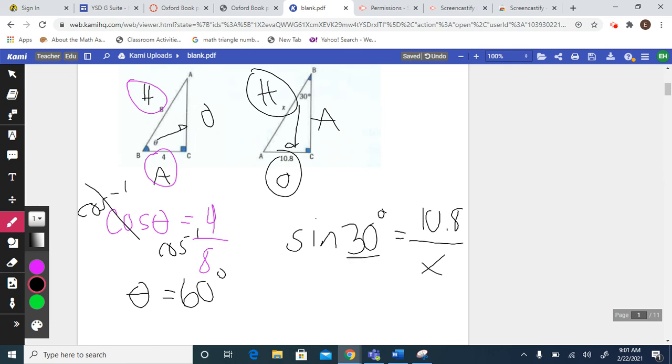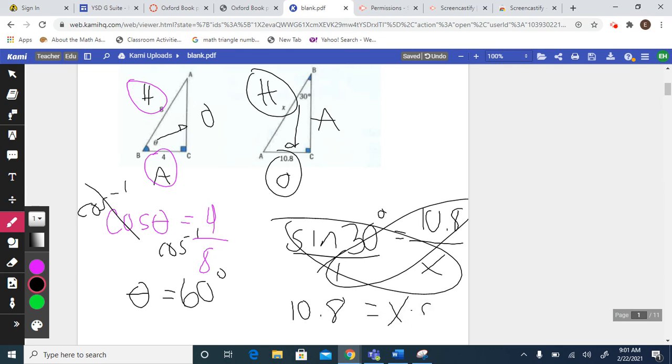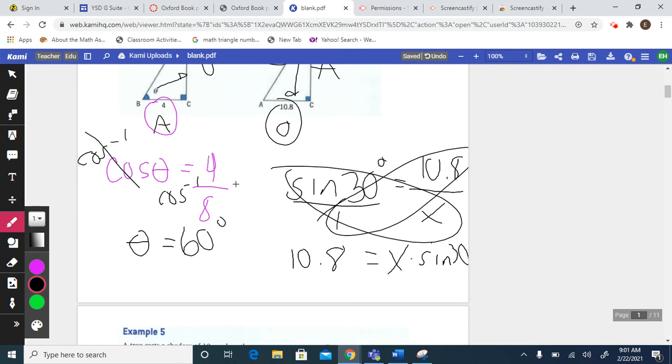Okay. So with this one, we can go ahead and cross multiply. So I'm going to put a 1 on the bottom, leaving 10.8 and x times sine 30. Last step, divide by sine 30. So x will be whatever 10.8 divided by sine 30 is, which is 21.6. X equals 21.6. And there we go. There is an example of how to solve an angle and how to solve for a missing side.